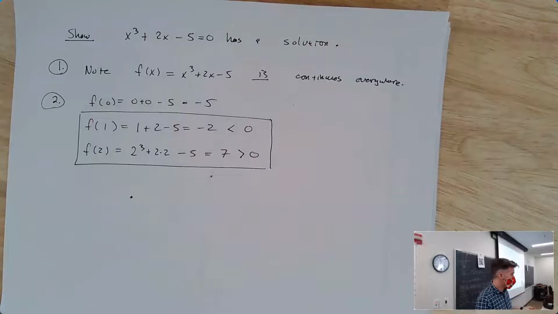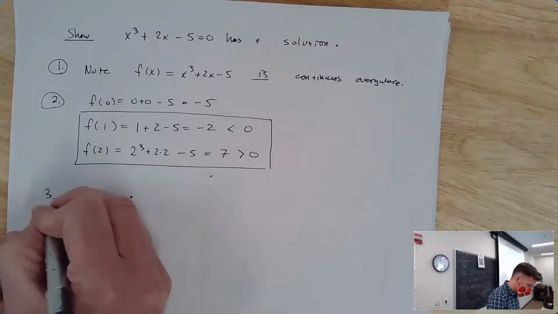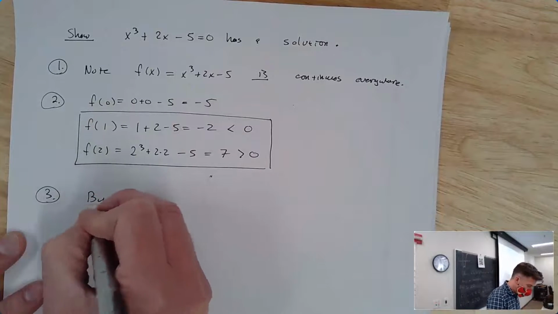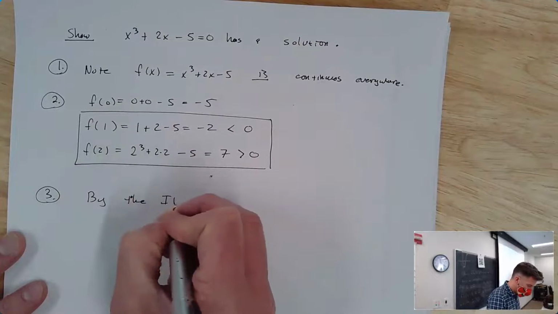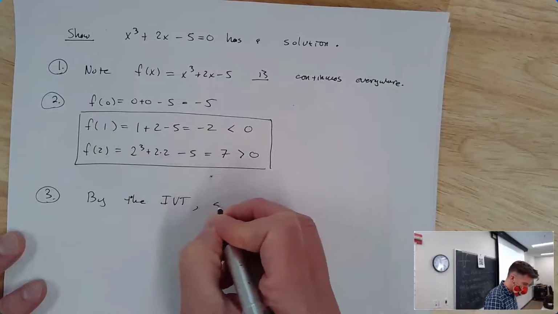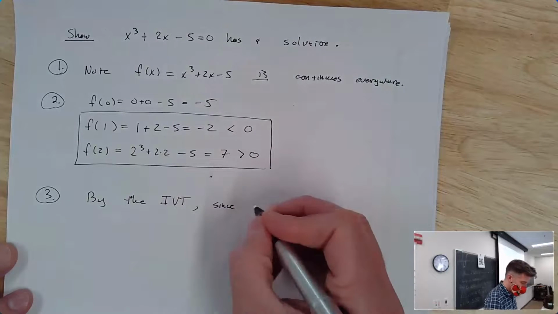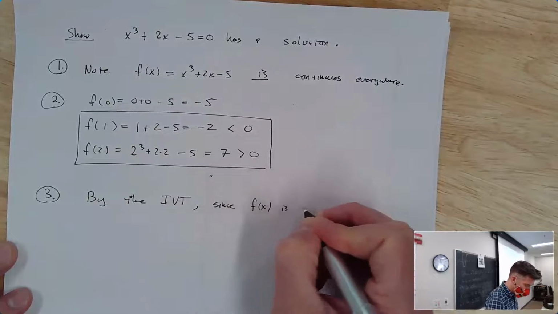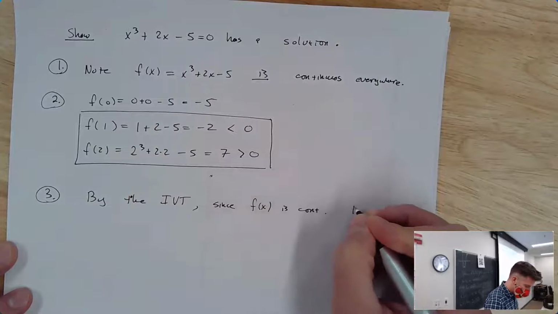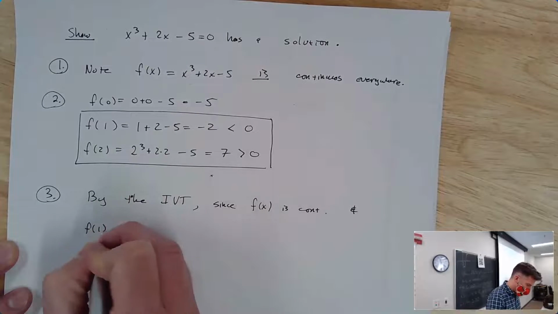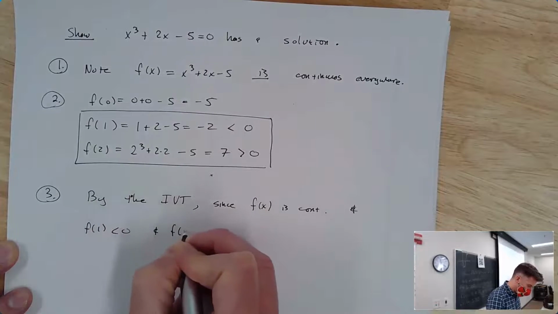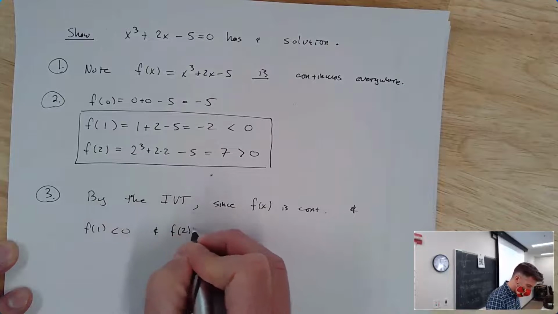So then here's all we have to say now. By the intermediate value theorem, since f of x is continuous, and we see that f of 1 is negative and f of 2 is positive. Sorry, that's right, f of 2 is positive.